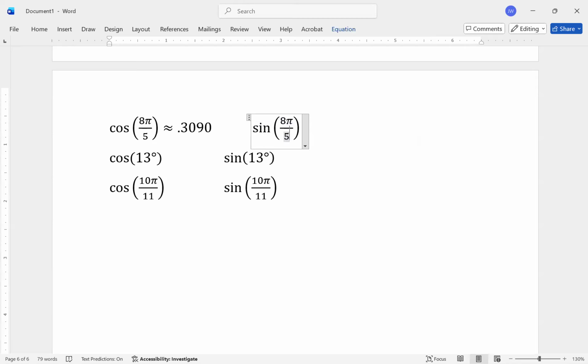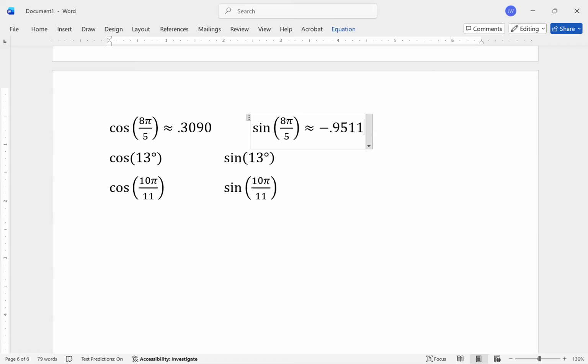Now, when I do the sine of 8 pi over 5, I end up with a decimal approximately negative 0.9511 if I round to 4 decimal places. Negative 0.951056, blah, blah, blah. So that's what I end up with.